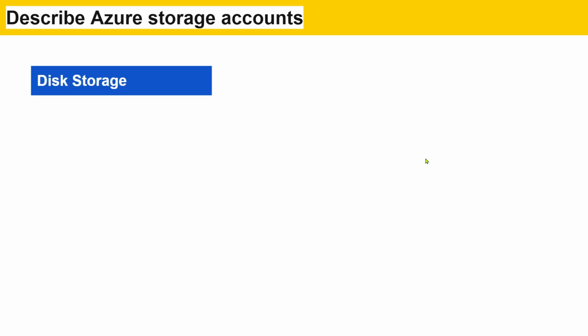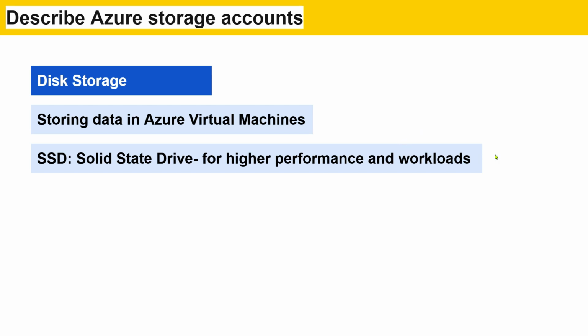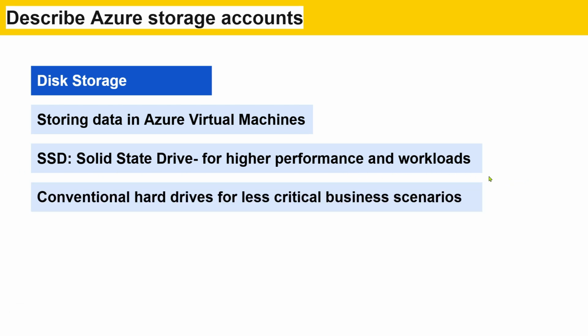What is disk storage? We already know about it. You must have heard about the virtual machine, right? The virtual machine as a service is what we get from Azure. Now, storing data in an Azure virtual machine is like on your computer, you have a hard drive, and these hard drives can be of many types. For example, there is a type called SSD, solid state drive. These are reliable when you need higher performance and workloads to manage. Then you go with the solid state drives. The other one is our conventional hard drives for less critical business scenarios.